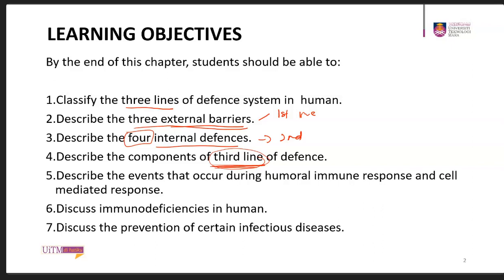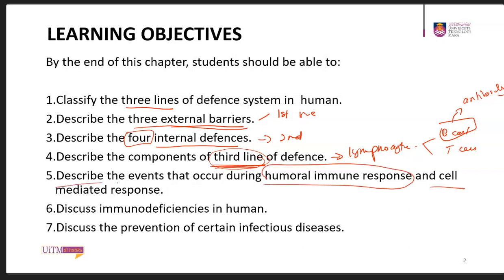The third line defense involves the lymphocytes, the B cell and also the T cell. The B cell is the cell that produces antibody, antibody that circulates in your body fluid. So then next, describe the events that occur during humoral immune response and cell-mediated immune response.